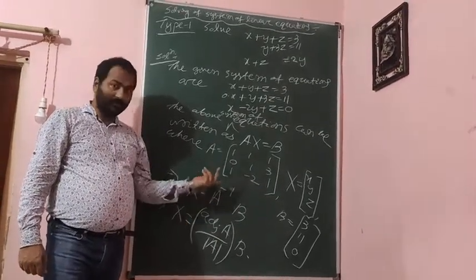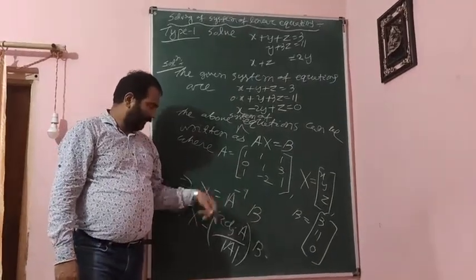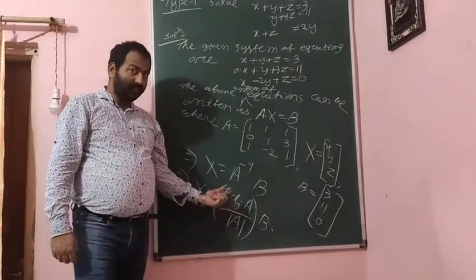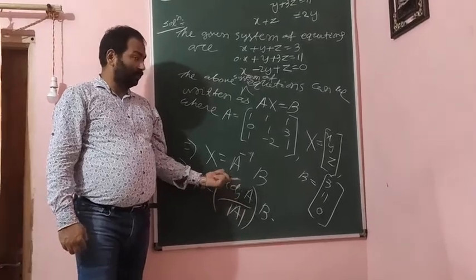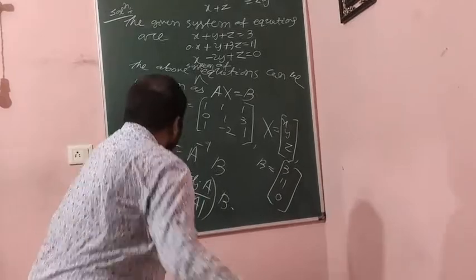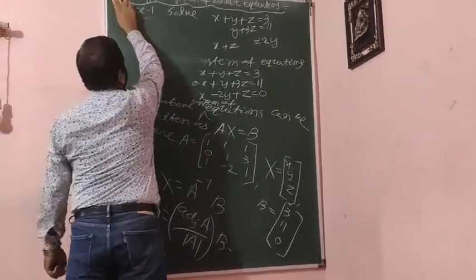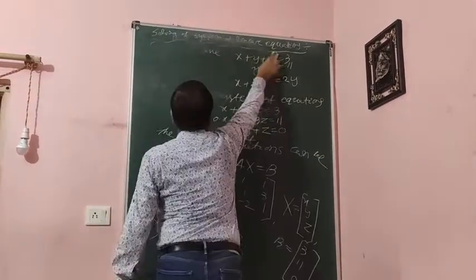So first find the determinant. If the determinant is not equal to 0, then we will proceed. Then we have to find the adjoint of this matrix. Adjoint, you know, is the transpose of the cofactor matrix. Okay, come to A. What is the determinant of the A matrix? This is type 1.